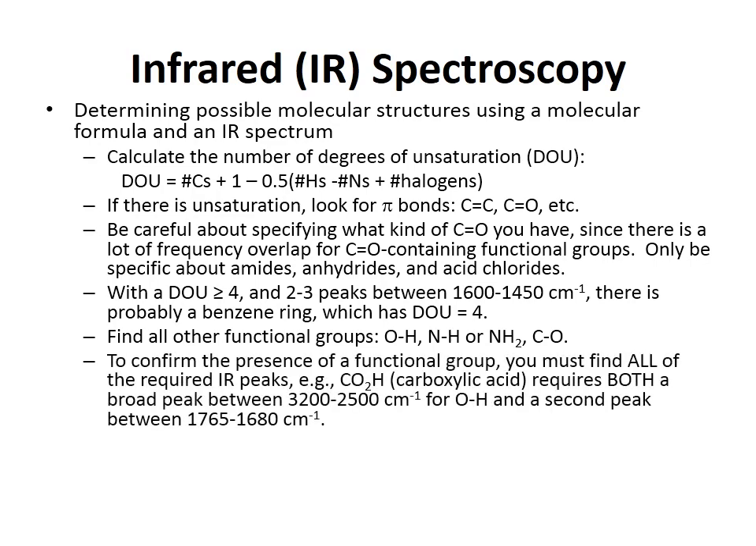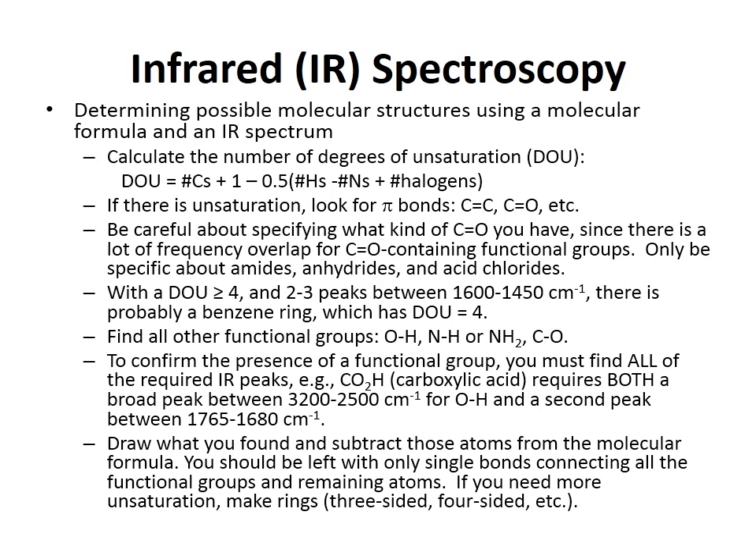To confirm the presence of a functional group, you must find all of the required IR peaks. For example, in the carboxylic acid, as we mentioned, you have to have both a broad peak between 3200 to 2500 wave numbers for OH, and a second peak between 1765 to 1680 wave numbers. Always make sure you find all of the required IR peaks for the functional group. You can't have some. Some's not enough.